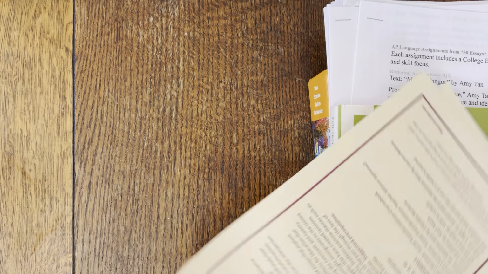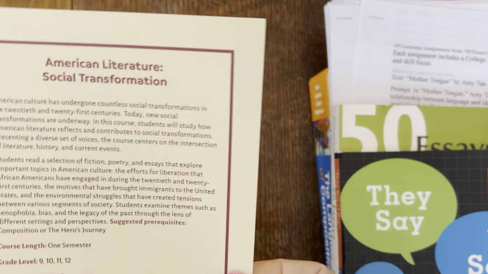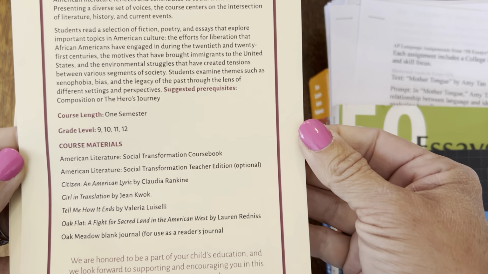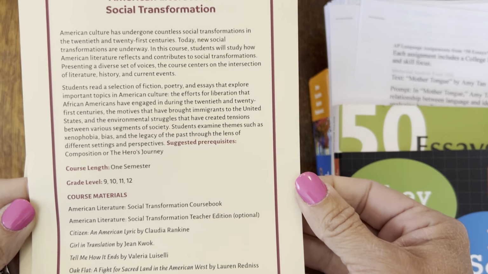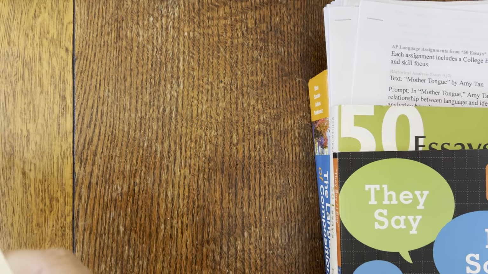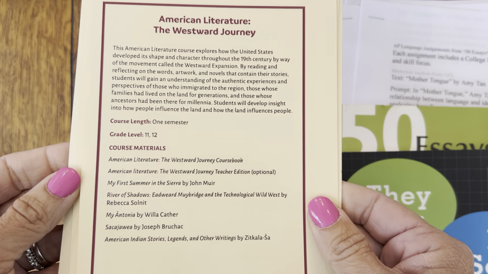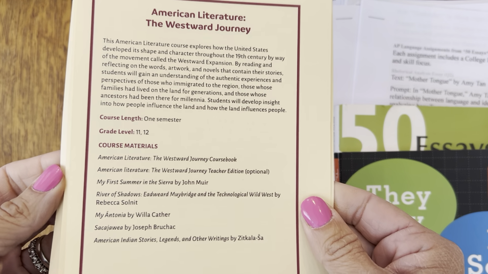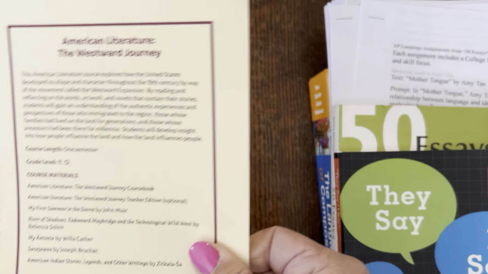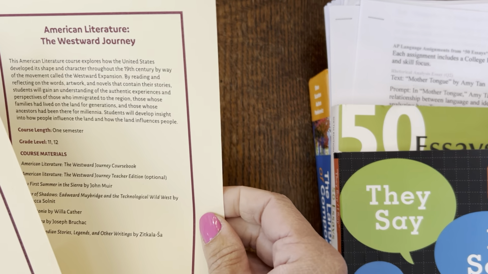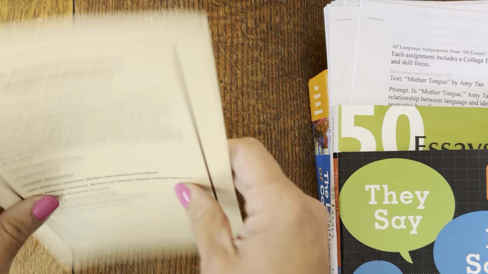list. So this is the description for American Literature Social Transformations, and here are the books that come with it. And this is all on their website as well. I just happen to have this right here. The Westward Journey. Those are the books in there. And the last one is... Wait, did I already show? Oh, yeah, I did. Okay, Borders and Identity.